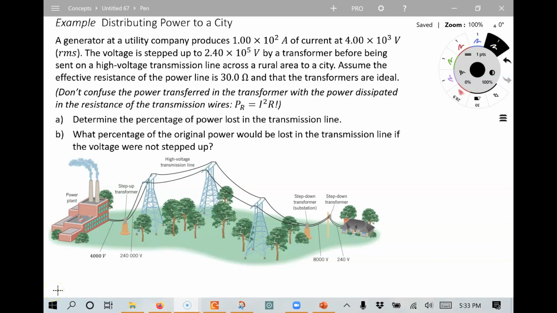Hi, this is an example problem from Chapter 22 about transformers. Pause for a moment and read the question. Okay, so we've got a problem here, and we've got a picture, and it shows a power plant.